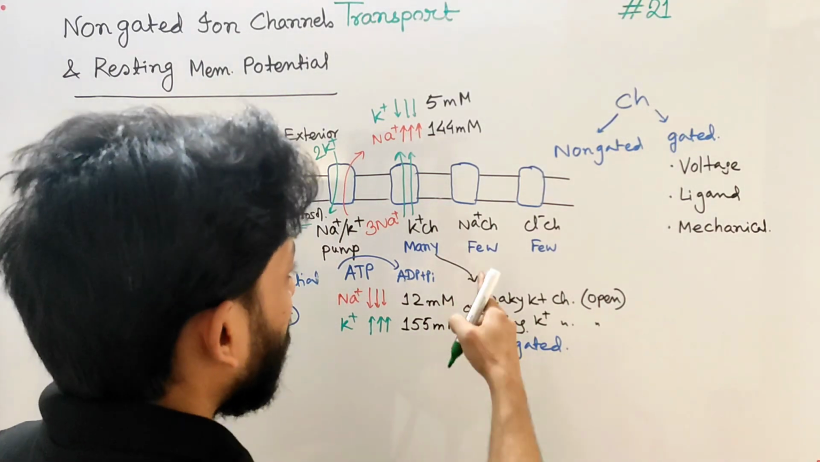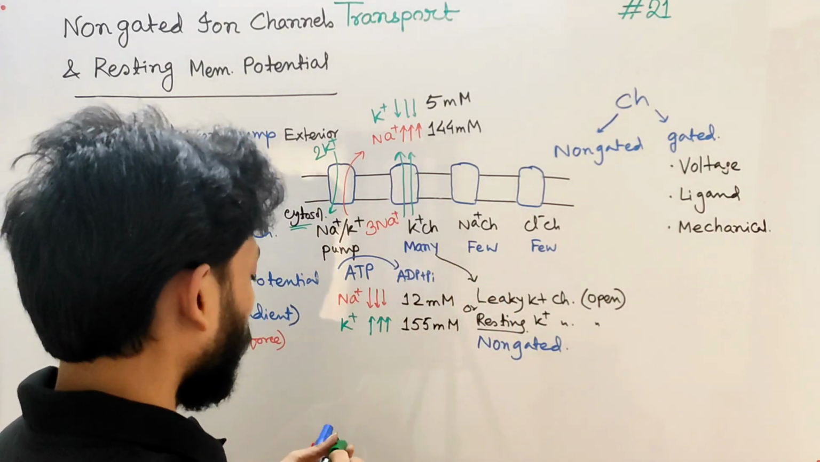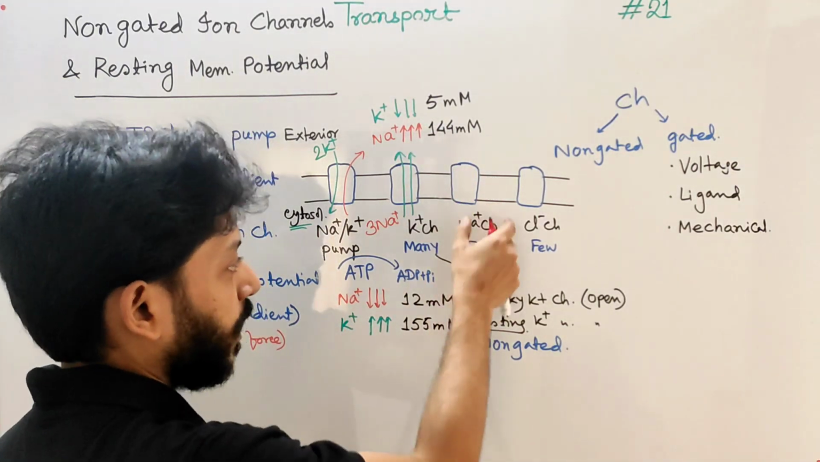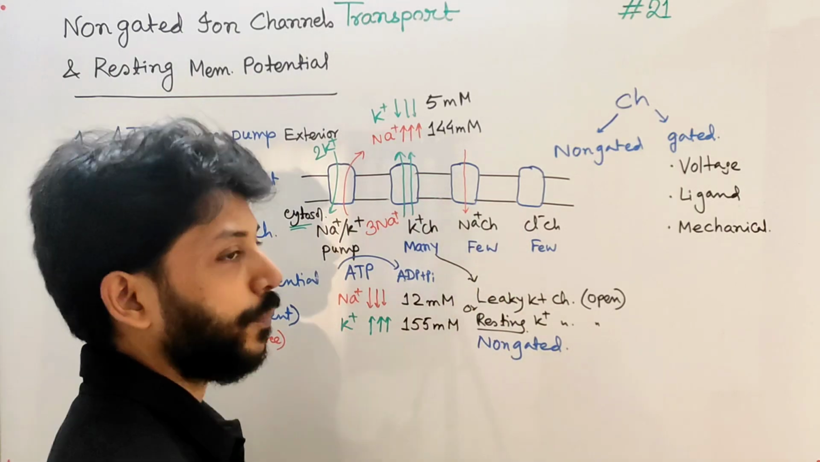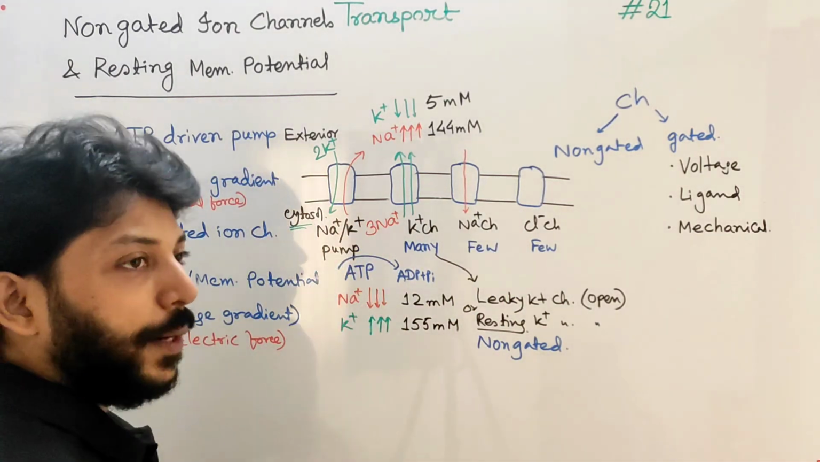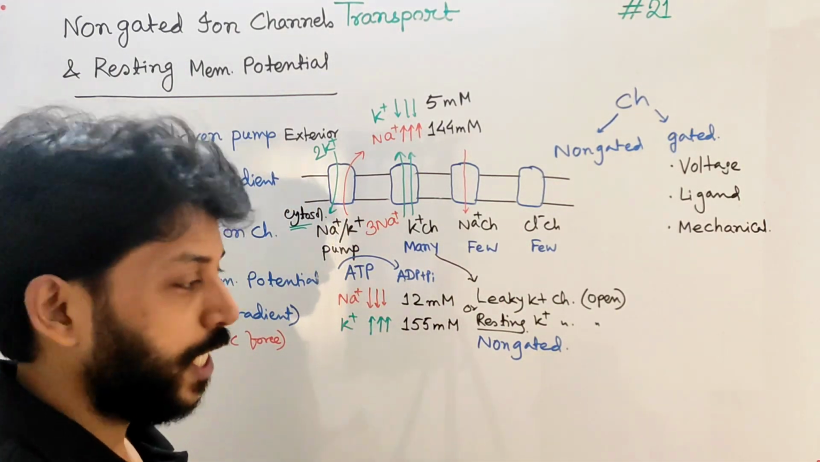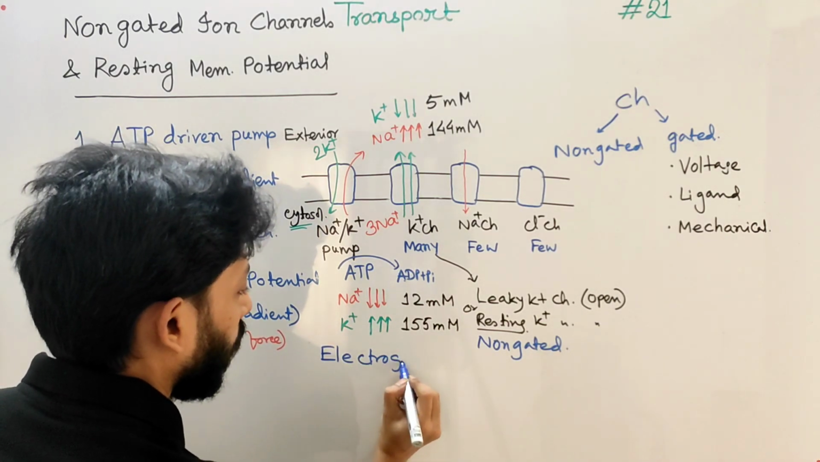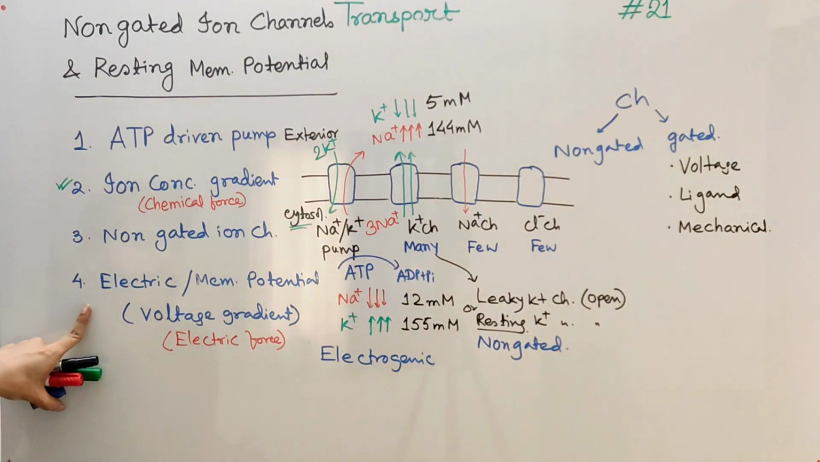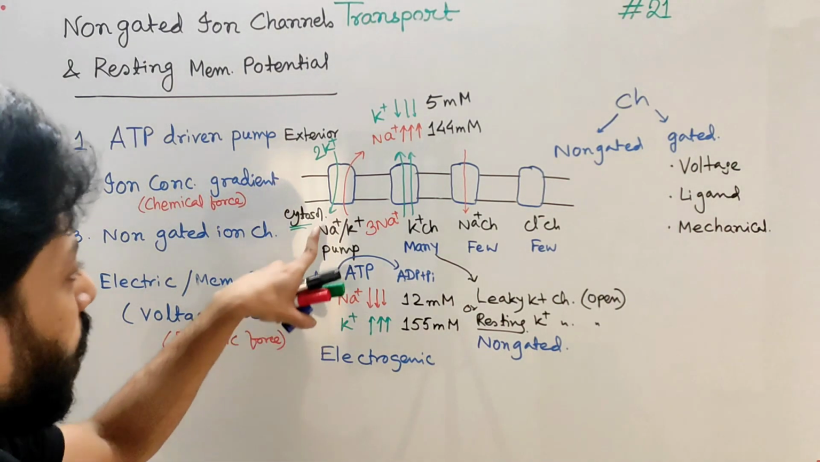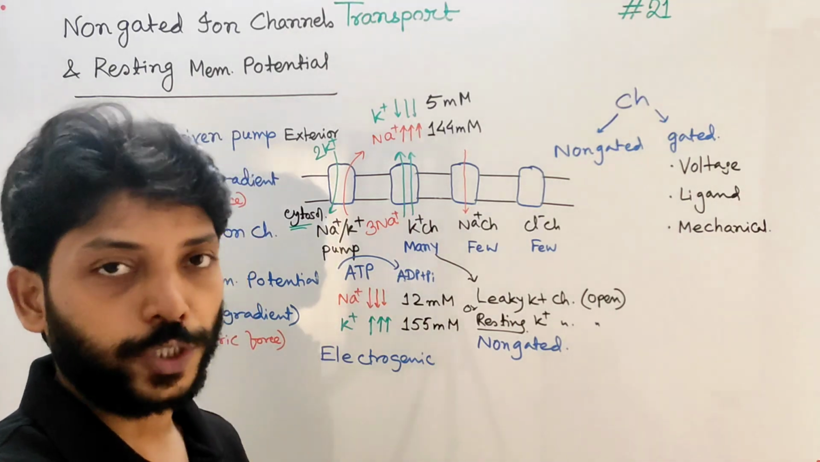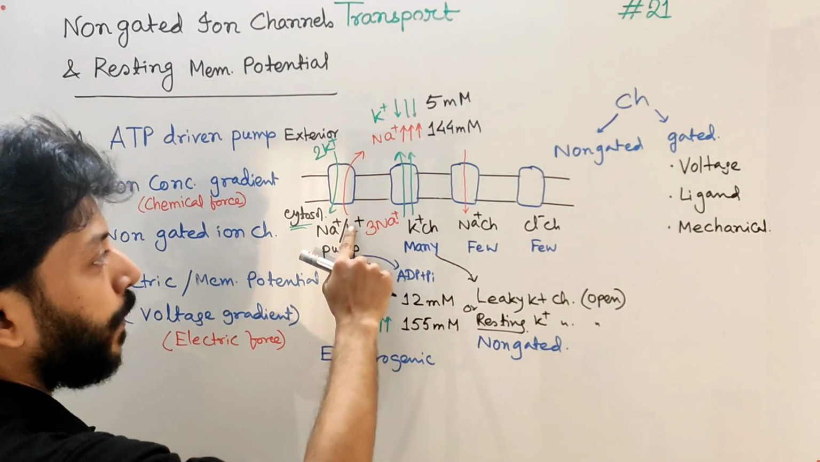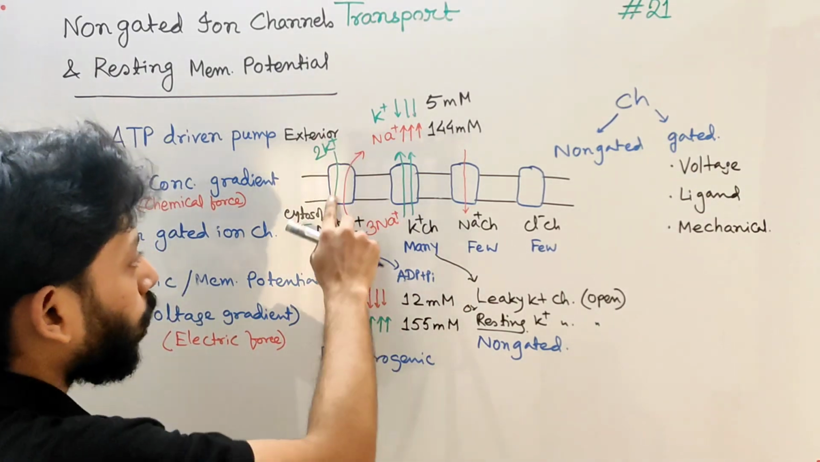In the case of sodium, what will happen? Outside is high, but very few sodium channels are open, so few sodium ions will come inside the cell. The sodium potassium pump is also electrogenic in nature. Remember the term electrogenic. Now come to this point, the electric or membrane potential. This sodium potassium pump is electrogenic. Why? Because here it removes 3 sodium out of the cell and imports 2 potassium.